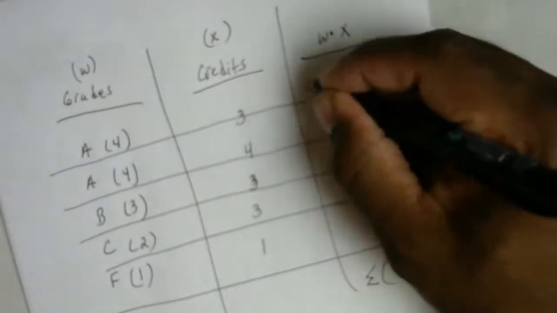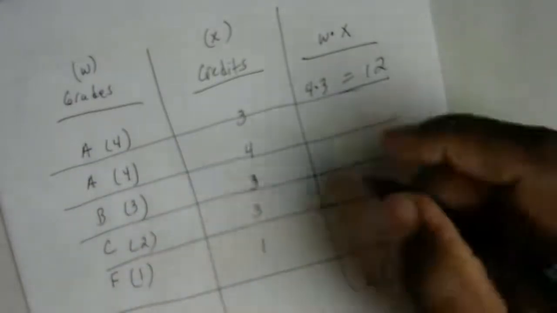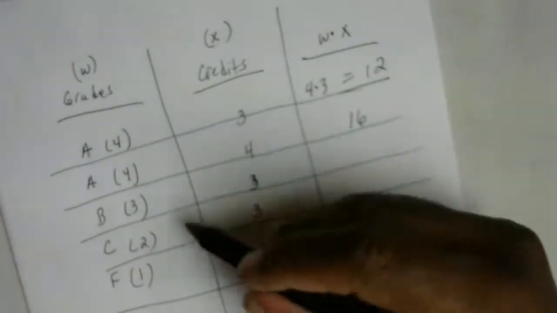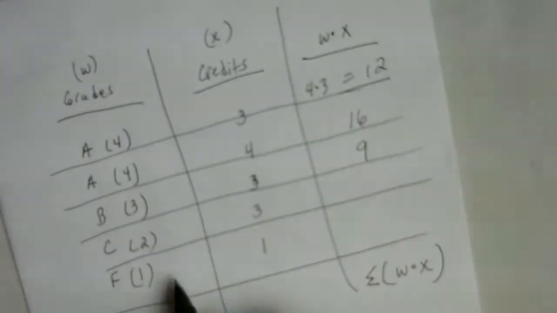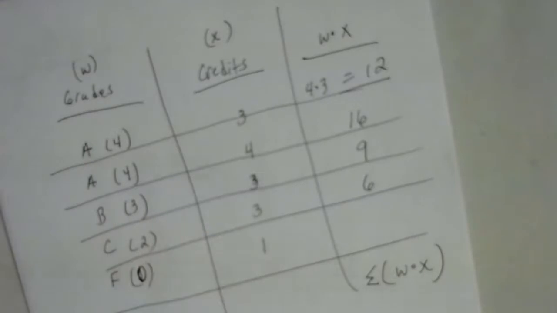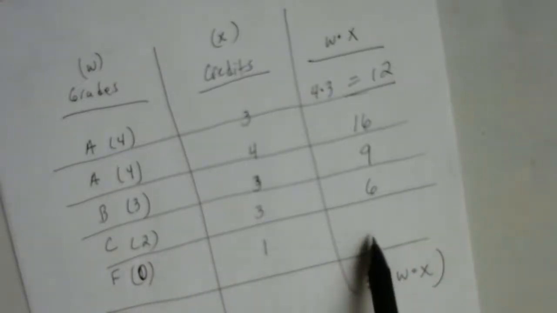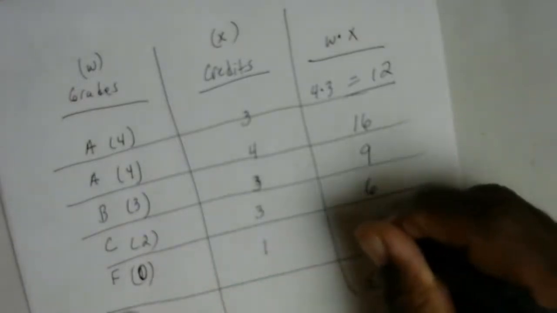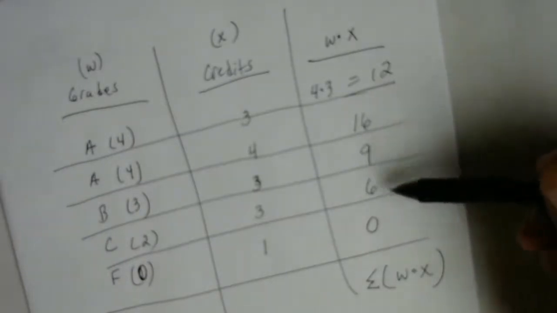All right, so I'm going to multiply these things together. So 4 times 3 is 12. 4 times 4 is 16. 3 times 3 is 9. 2 times 3 is 6. And excuse me, an F is worth 0 quality points. Okay, so that should be a 0 instead of a 1. So for our last W times X value, we have 0 times 1, which is 0. All right, so we have 12, 16, 9, 6, and 0.